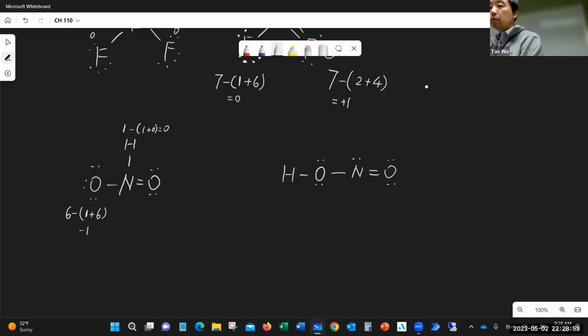This one is a 6 subtract 2 bonds plus 6 dots, 4 dots, that's a 0. Nitrogen over here is 5, subtract 4 bonds plus 0 electrons, that's plus 1. So we have a 0, 0, minus 1, plus 1. But if you look at it here, the hydrogen is 1 minus 1 plus 0. So this is a 0.